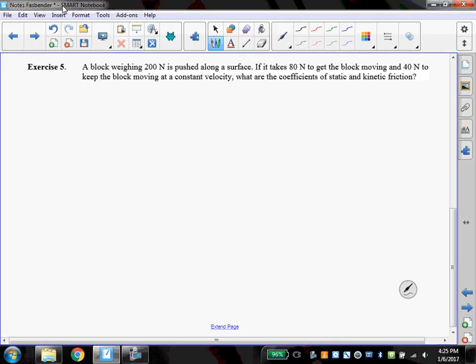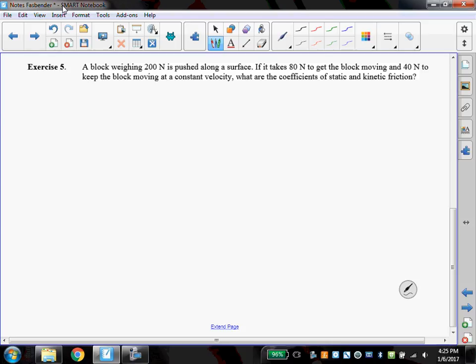Let's do some practice problems using our new friction equation. A block weighing 200 newtons is pushed along a surface. If it takes 80 newtons to get the block moving and 40 newtons to keep the block moving at a constant velocity, what are the coefficients of static and kinetic friction?